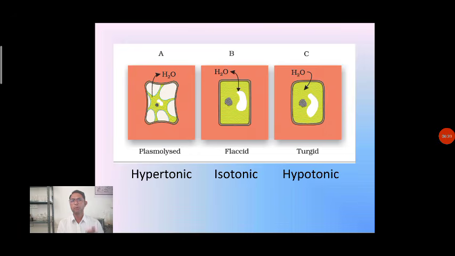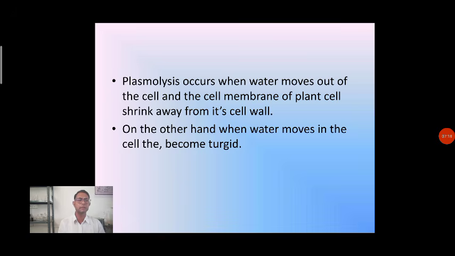When we add the cell to the hypertonic solution, that particular cell becomes plasmolyzed. When we add the cell to the isotonic solution, the cell remains as it is, because there is no flow of material or flow of solution or flow of water from inside to the outside. And the third condition is where the cell starts to become turgid, and after a particular stage this cell starts to burst, so that we call it a hypotonic solution. So depending on the type of solution, these three conditions will occur.